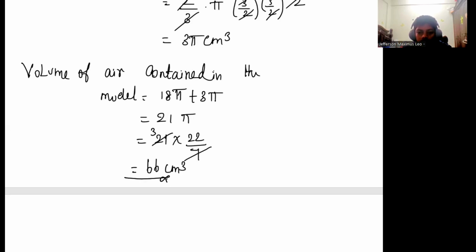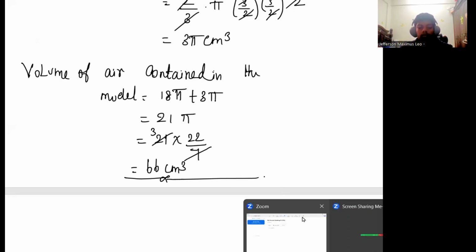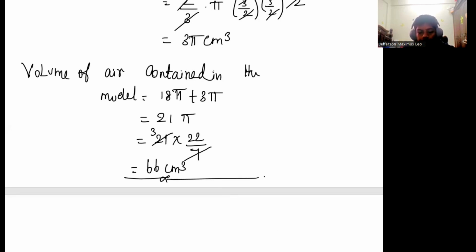That's all. So do you have any doubt? No, ma'am. Okay, what formulas did we use in this sum? Please recall that formula. Volume of a cone is 1 by 3 pi r square h. Volume of cylinder is pi r square h. Yes, good. Shall we move to the next question? Okay, ma'am.